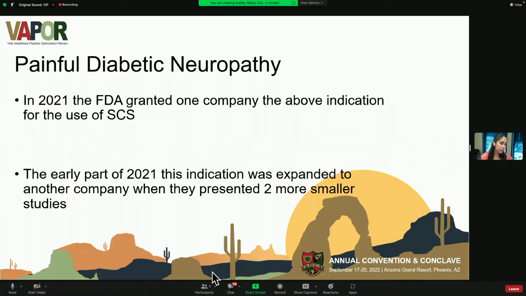Well, this company actually went back to the FDA and asked for this indication to be added. So in 2021, we got a new indication for the use of spinal cord stimulation for painful diabetic neuropathy. This has now been expanded to 2 different companies. Another company went back, presented a few more smaller studies that said they can do it as well. So we now have a whole new indication to be able to treat pain. This is our first new on-label indication for the use of spinal cord stimulation in 20 years. So in my world, it's kind of huge.